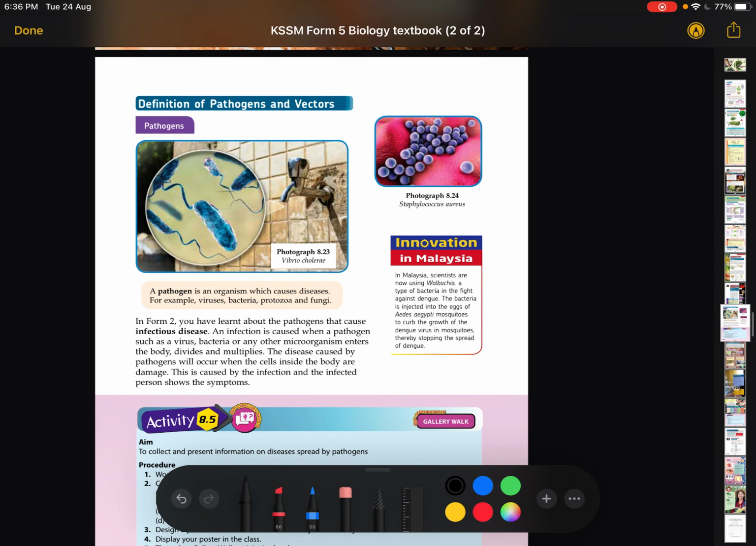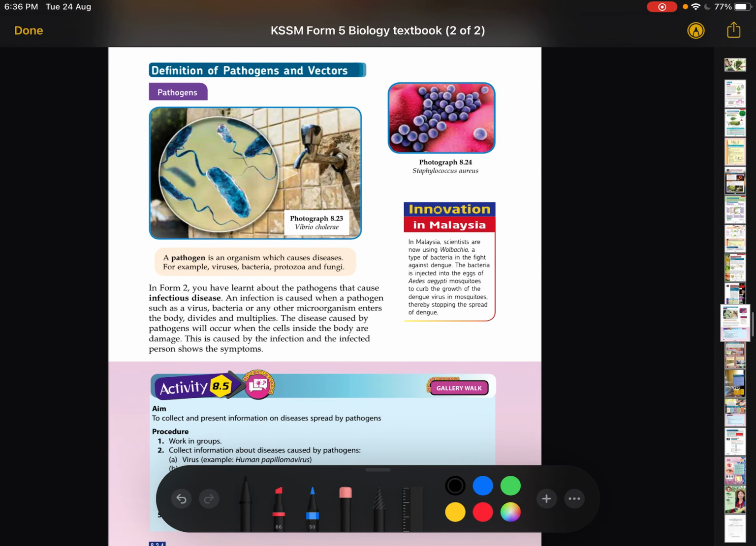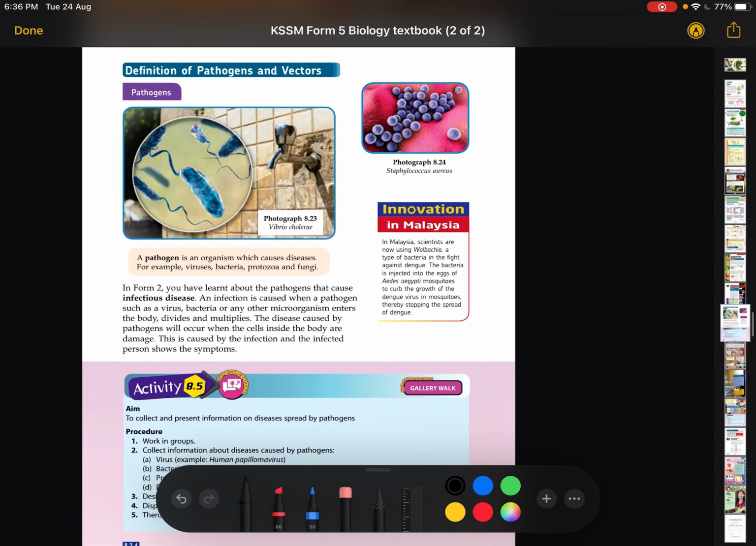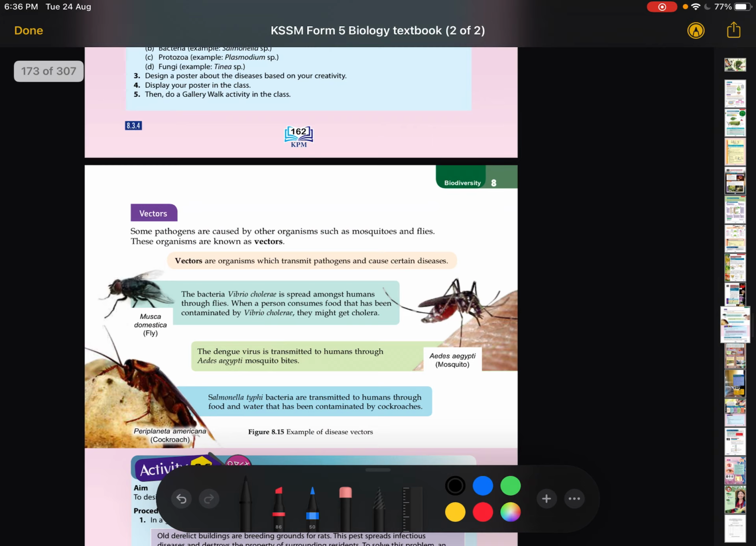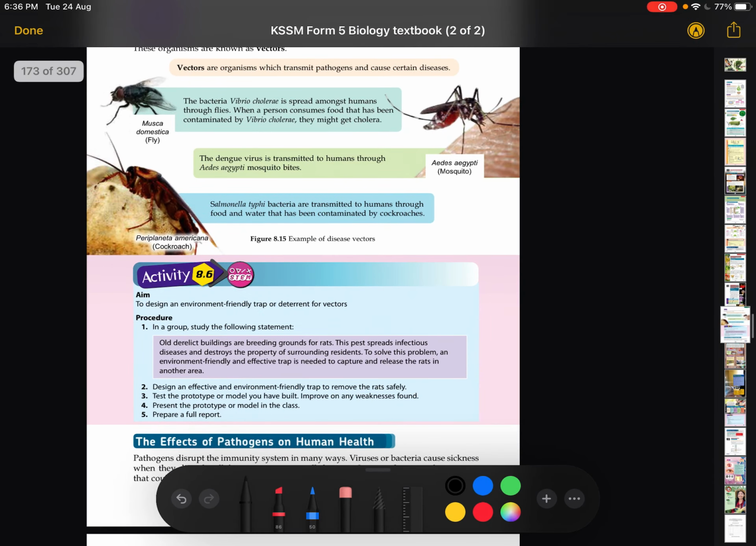Next is pathogens and vectors. Pathogens are organisms that can cause diseases, like for example viruses, bacteria, protozoa, and fungi. So bad stuff. And I don't have to elaborate this further. Next is vectors. Vectors are the organisms that transmit pathogens. For example, Vibrio cholerae will spread cholera. Aedes aegypti will spread dengue, and Salmonella typhi will spread ringworm, I think.